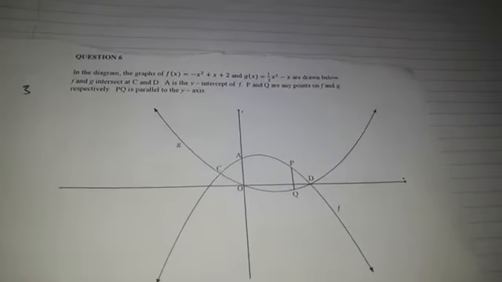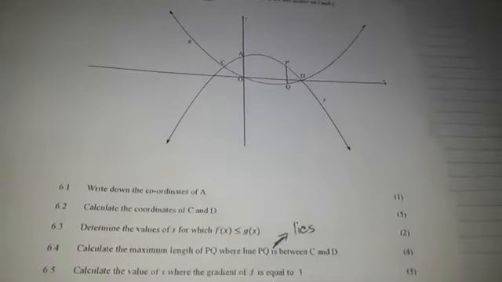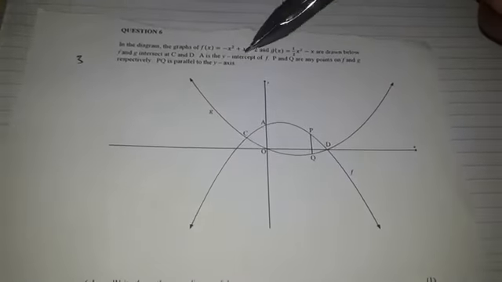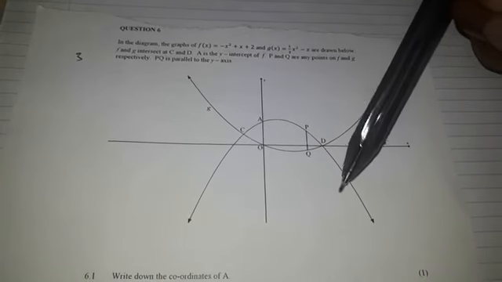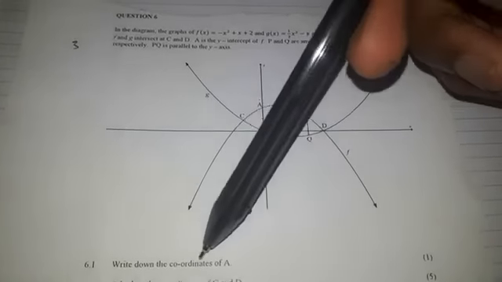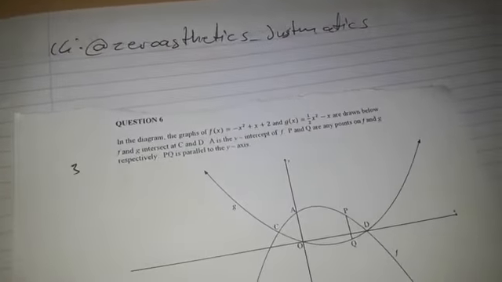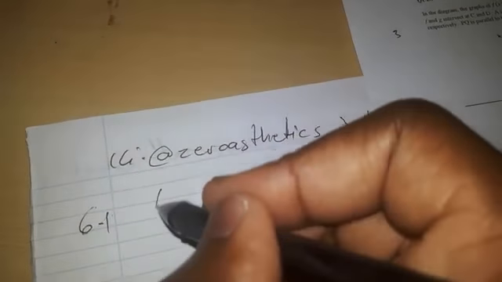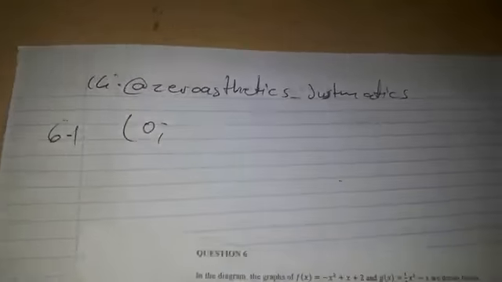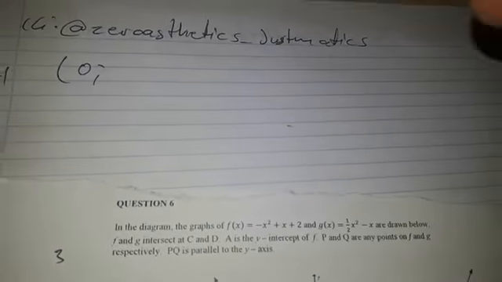All this being given, they said here, write down the coordinates of A for 1 mark. For A, we know that's just the y-intercept of F, and the y-intercept of F is just a positive 2. So if you're going to write down the coordinates of A, that's a given mark. Like 6.1, our A value, clearly because it's a y-intercept, the x value is a 0. And according to our equation, it's a positive 2.